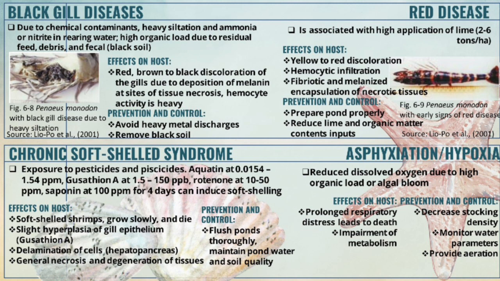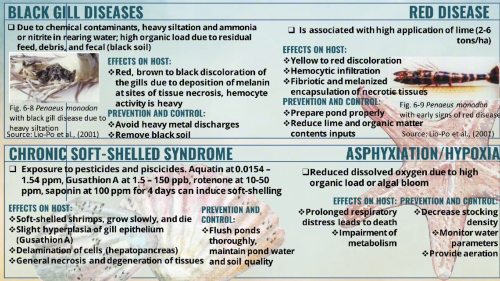So what could be the effects of this disease on our host? According to histological observations, there is blackening of the gills due to the deposition of melanin at sites of tissue necrosis and heavy hemocyte activity. So the prevention and control for this disease is to avoid heavy metal discharges of nearby factories from getting into the rearing facilities, and to remove the black soil by scraping after each harvest and by draining the pond water from the bottom during the culture period.